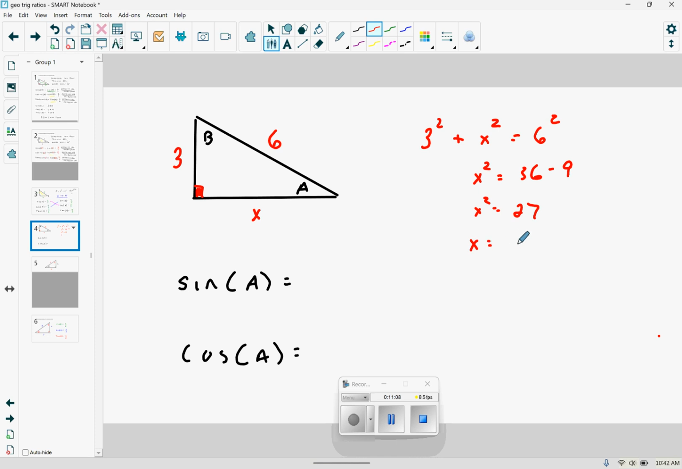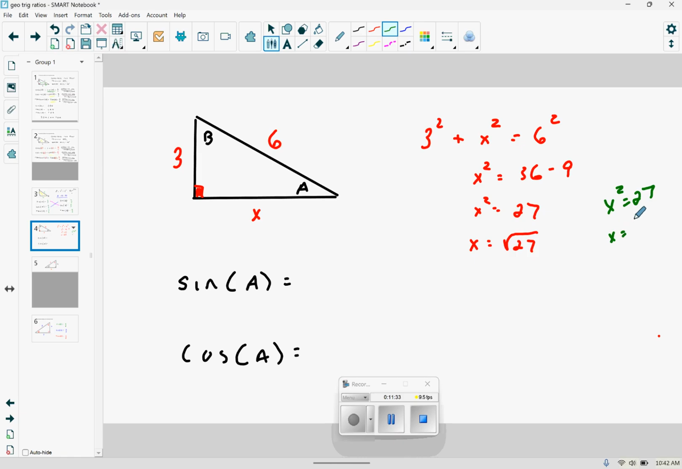And here's an interesting question: why is x only equal to the square root of 27 and not the positive or negative square root of 27? Because in a geometry class it's a length. If I was in an algebra 2 class or an algebra class, and I said x squared is equal to 27, x would equal the positive or negative square root of 27.